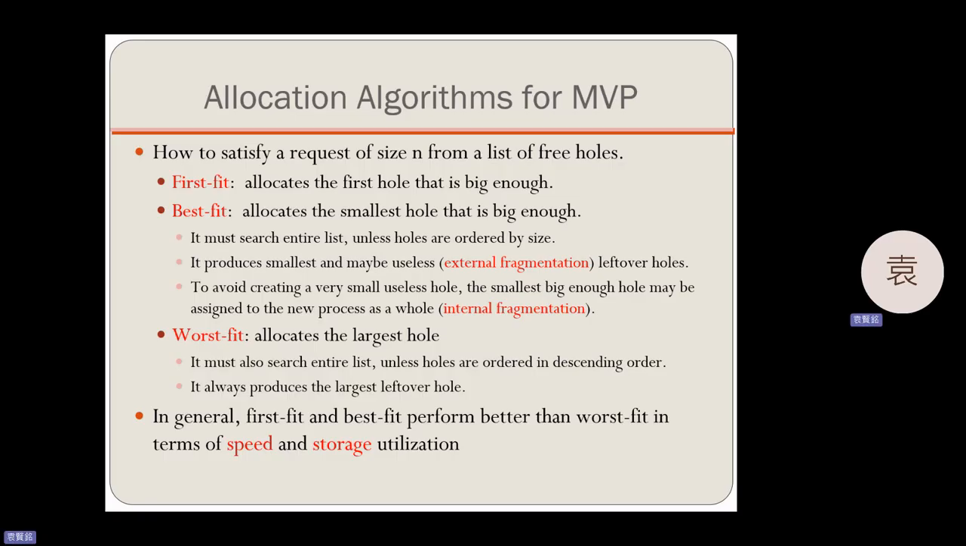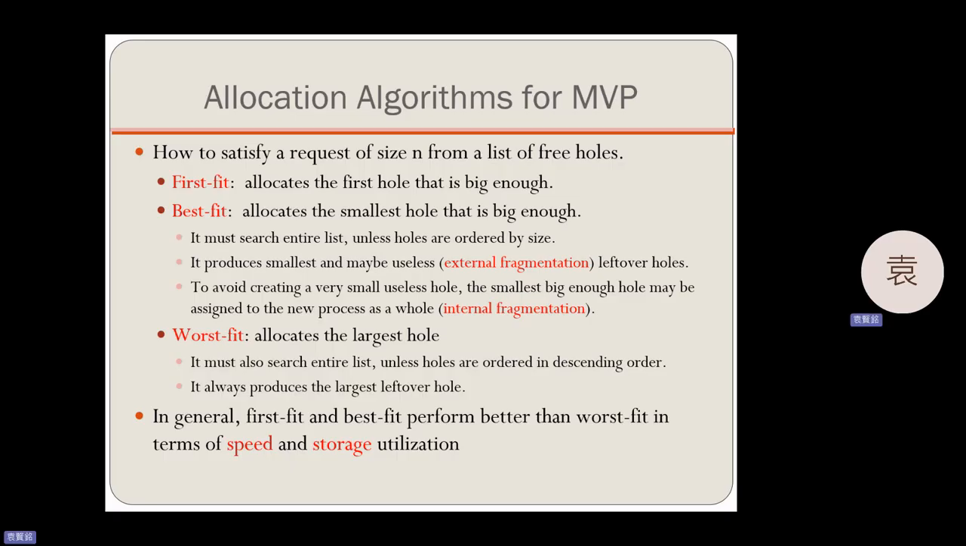However, after this smallest hole is allocated to the newly requested process, it leaves a very small hole, and this very small leftover hole becomes useless because you never find a process that small. So this small hole becomes wasted, and this waste is external fragmentation because the operating system keeps track of it but it cannot be used.